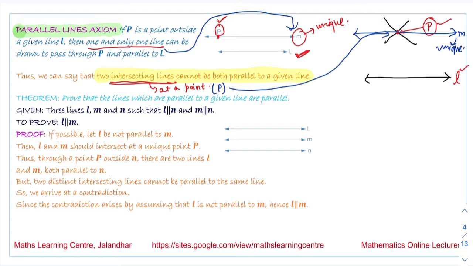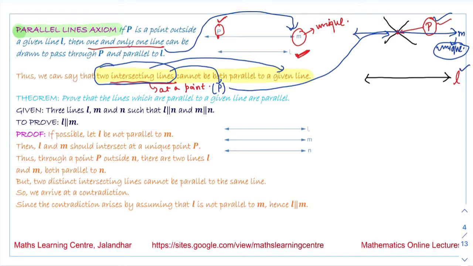This comes from our parallel line axiom. It means there can only be one line which passes through P and is parallel to L. So if two intersecting lines are passing through the point P and are parallel to a given line, only one of these lines can be parallel to the given line. Both of these lines cannot be parallel to the given line.